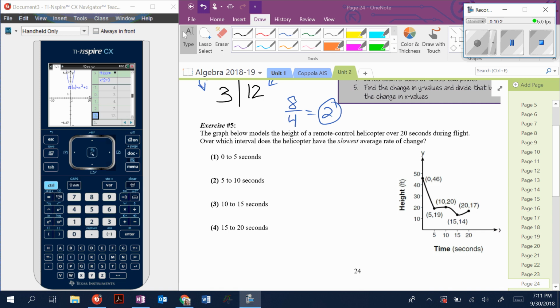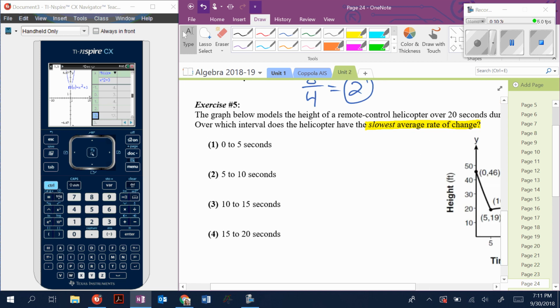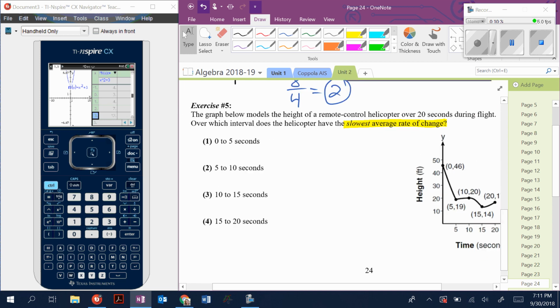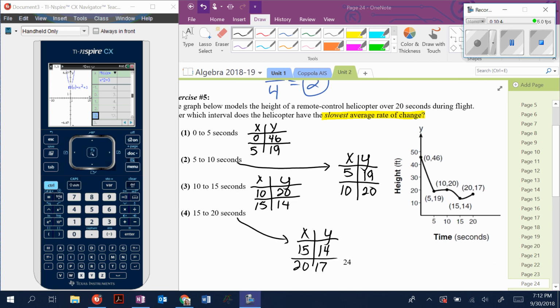Okay, we're given this awesome graph. It's really weird looking, but we need to find which one of these intervals has the slowest average rate of change. So we're looking for the smallest number. And oh my gosh, it's so cute. They gave us all of the intervals. So I am going to make 1, 2, 3, 4 tables. Oh, do you see how that magic just happened?